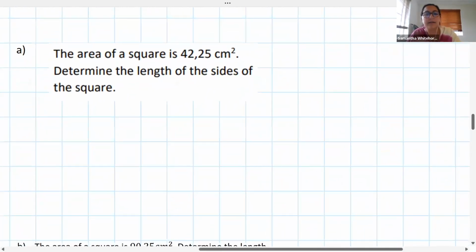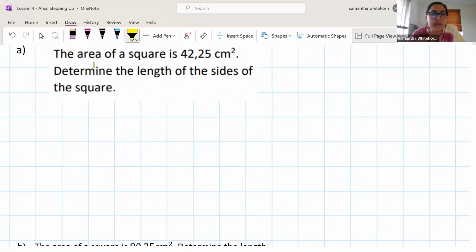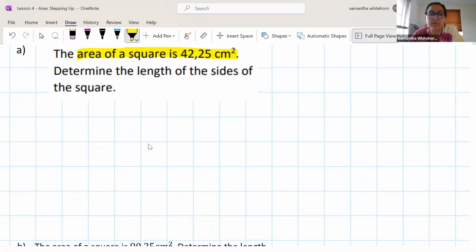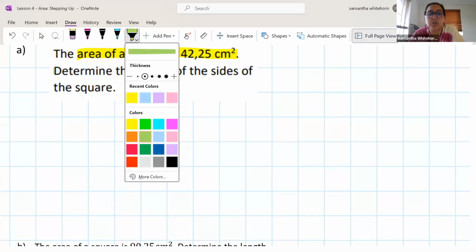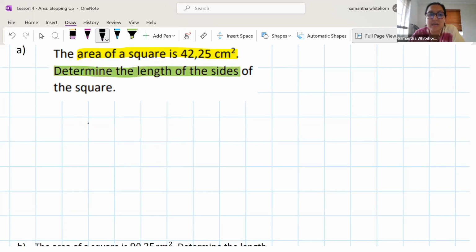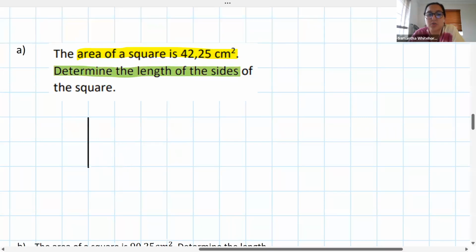Alrighty. So let's have a look at question A. The area of a square is 42,25 centimeters squared. What I'm expecting you to do is to determine the length of the sides of the square. So really importantly, grade 8, what I've given you is the area. Instead of me asking you to work out the area, I am now giving you the area, and I want you to go backwards and work out what the side length of your square is in order to give you that area.